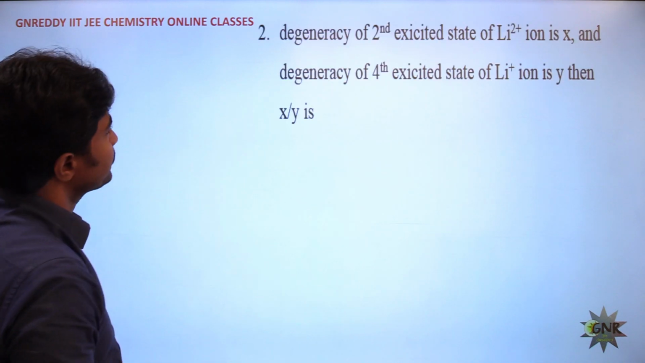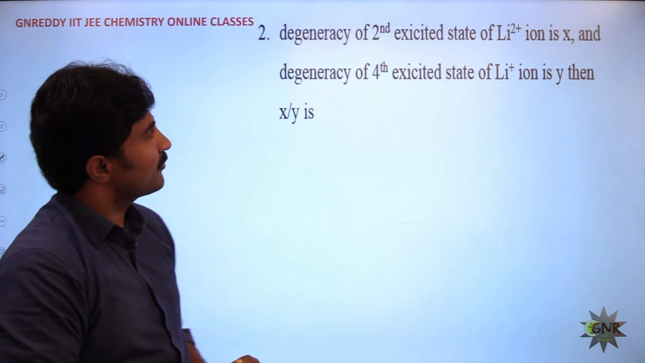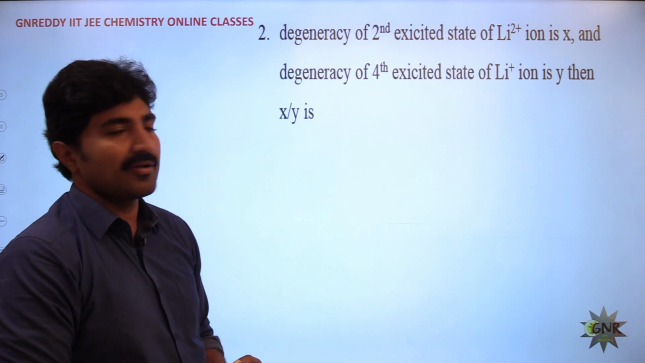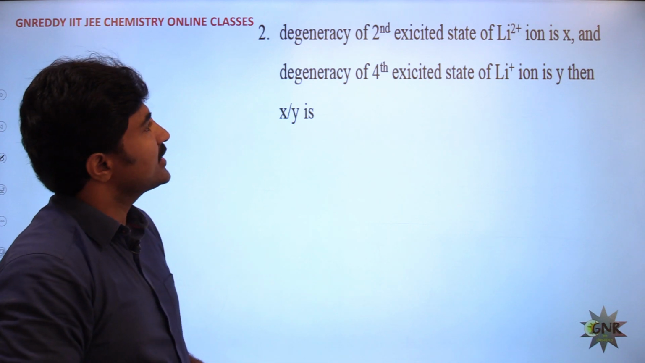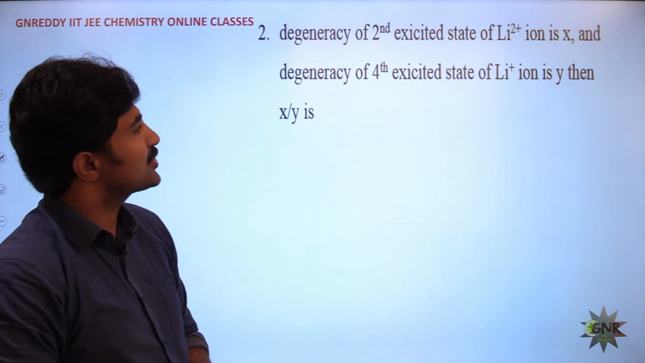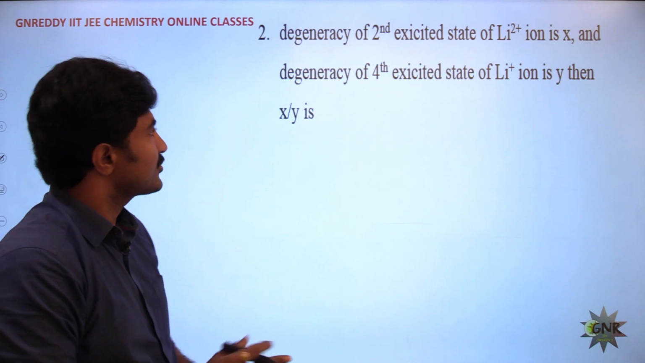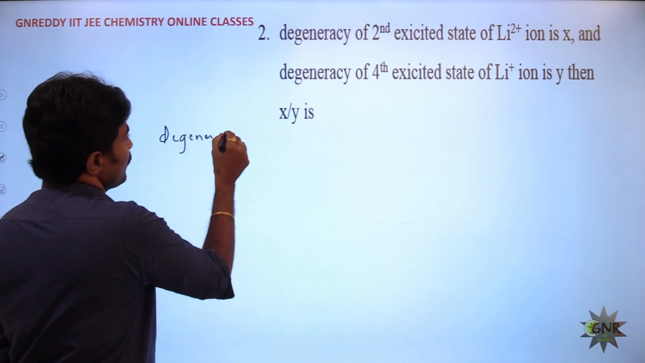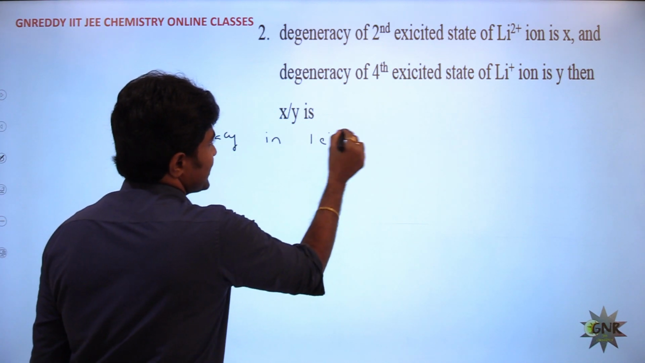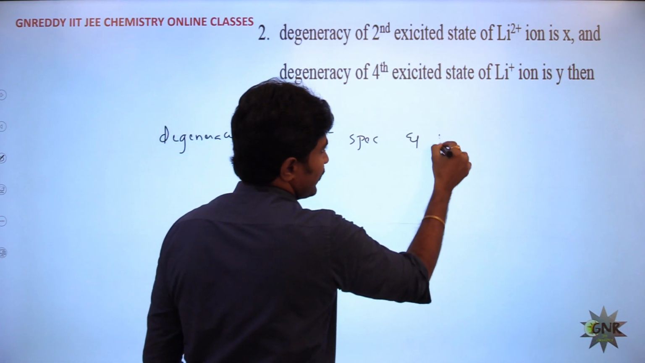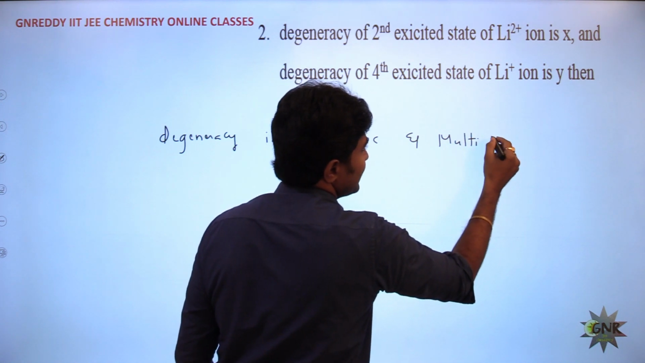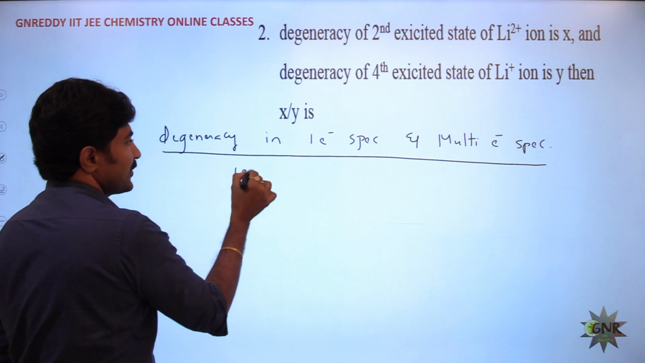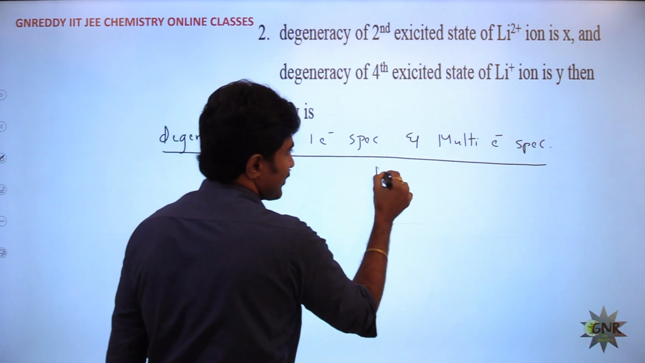Yeah, see the next one. This is again from atomic structure, one more important model. The degeneracy of the second excited state of Li2+ ion is X, and the degeneracy of the fourth excited state of Li+ ion is Y. Then what is the X by Y value? First of all, you have to see degeneracy in one-electron species and multi-electron species. If you understand this concept, you can understand this question. So first see the one-electron species concept and multi-electron species.